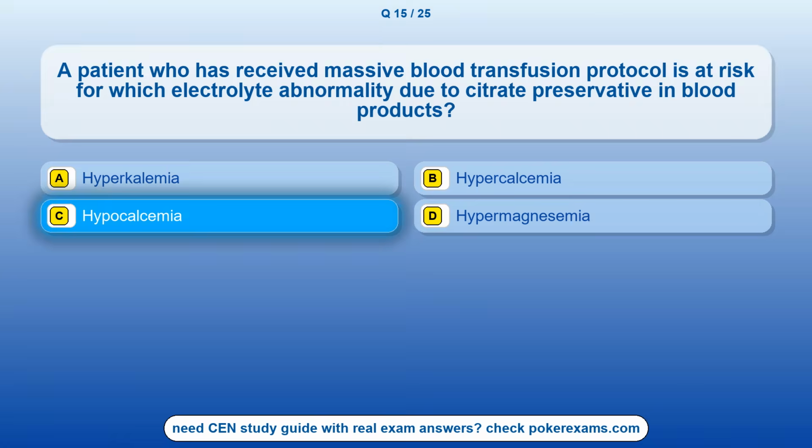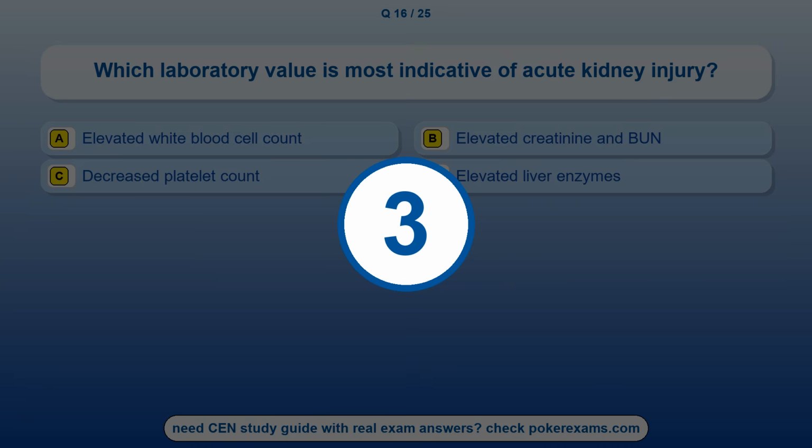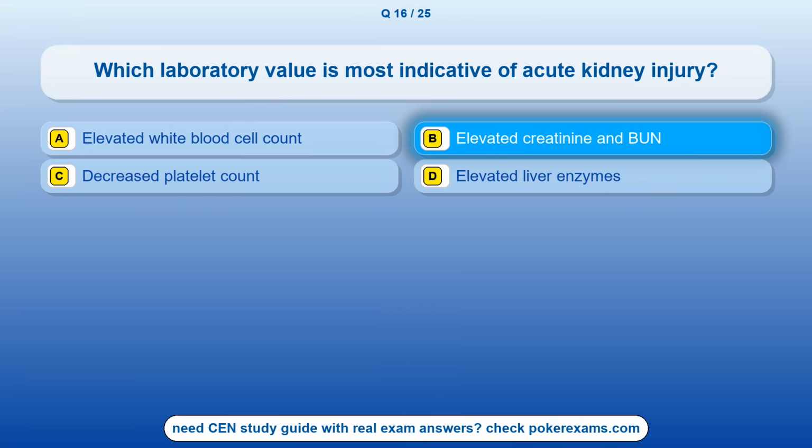The correct answer is option C, hypocalcemia. Question 16. Which laboratory value is most indicative of acute kidney injury? Option A, elevated white blood cell count. Option B, elevated creatinine and BUN. Option C, decreased platelet count. Option D, elevated liver enzymes. The correct answer is option B, elevated creatinine and BUN.